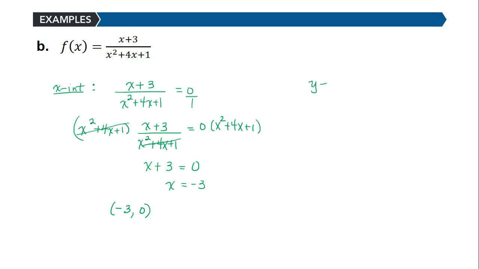The y-intercept is found by evaluating the function at 0. f of 0 is equal to 0 plus 3, all divided by 0 squared plus 4 times 0 plus 1, which gives us 3 in the numerator. The denominator is 0 plus 1, or just 1. This simplifies to be 3. Therefore, the y-intercept is the ordered pair 0, 3.